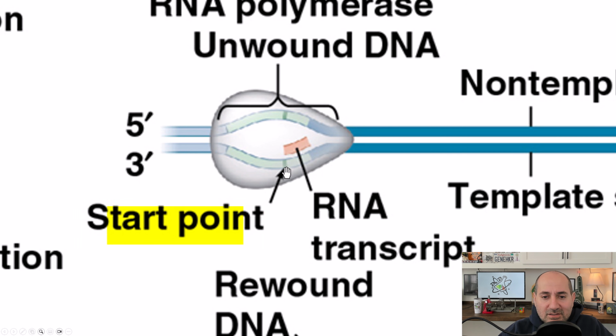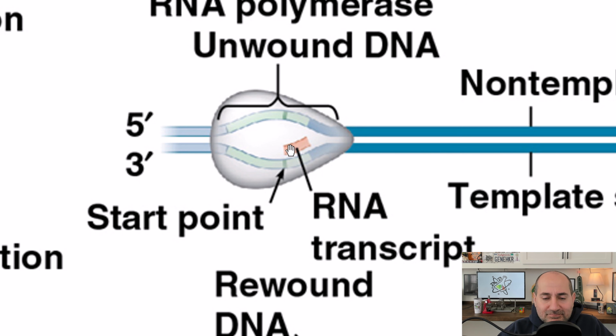This is a point, a special location in front of the promoter. Okay, so only after the start point does transcription begin. The RNA polymerase will start copying the DNA to complementary RNA at the start point.